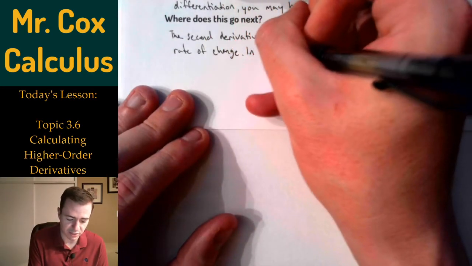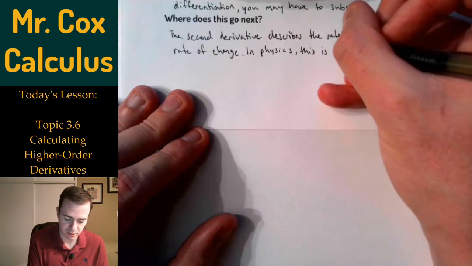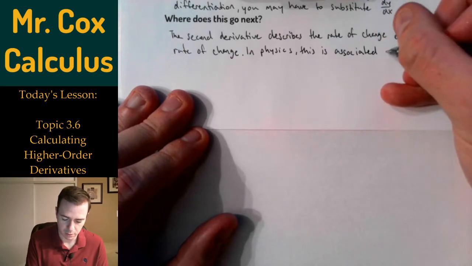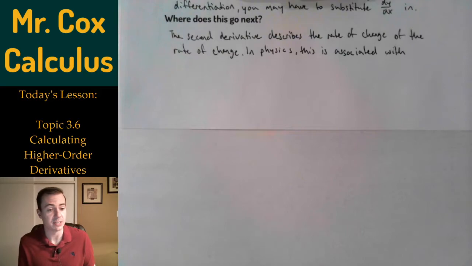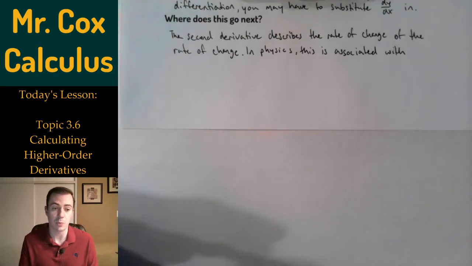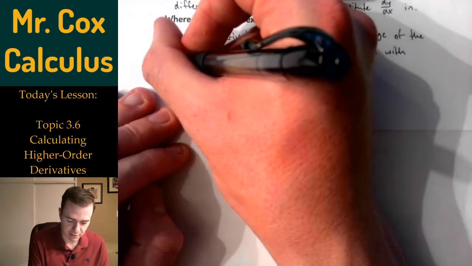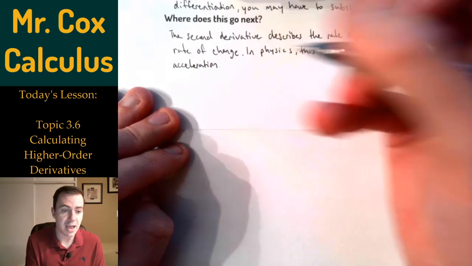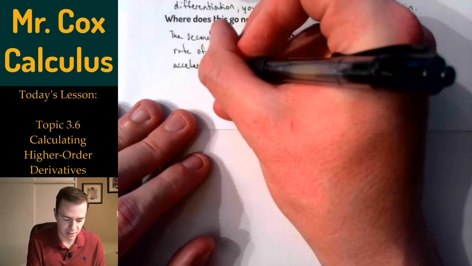First of all, in physics, if we think about position, its rate of change is its velocity, but the rate at which that is changing we refer to as acceleration. And we'll look at that in Unit 4, the connection between position, velocity, and acceleration.